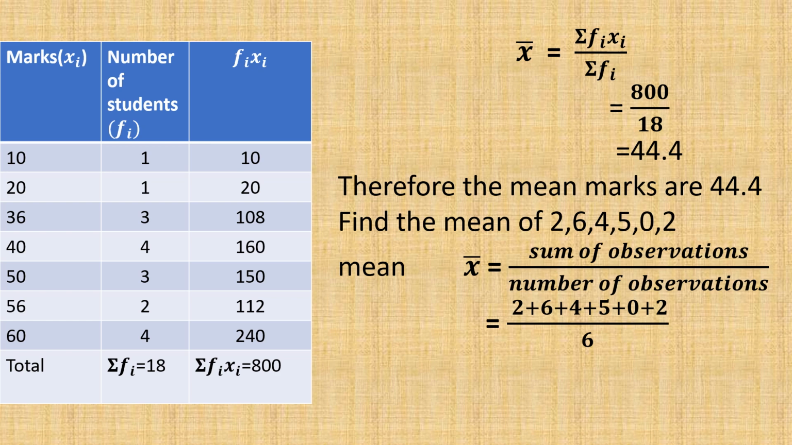6 one time. If 6 is taken 3 times, 6, 6, 6, I have to add 6 plus 6 plus 6. So instead of writing that, 6 into 3, that 3 is nothing but the frequency. 3 times it occurs, like in the earlier example, 36 occurs 3 times, so 36 into 3. Hence the sum of observations is 19 divided by 6. I got 3.166, which is 3.17.